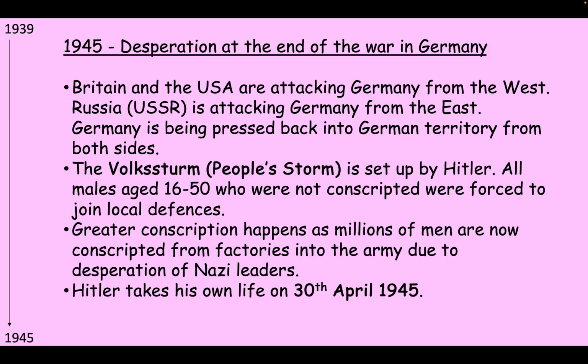Now, by April of 1945, Britain and America have taken pretty much all of Western Germany, and they are in Berlin. The Russians have taken all of Eastern Germany and are also in Berlin. Hitler is surrounded in his underground bunker, in the Führer bunker, and so Hitler takes his own life on the 30th of April 1945.